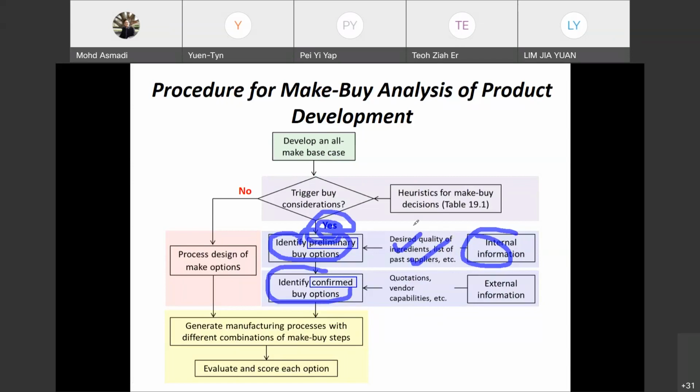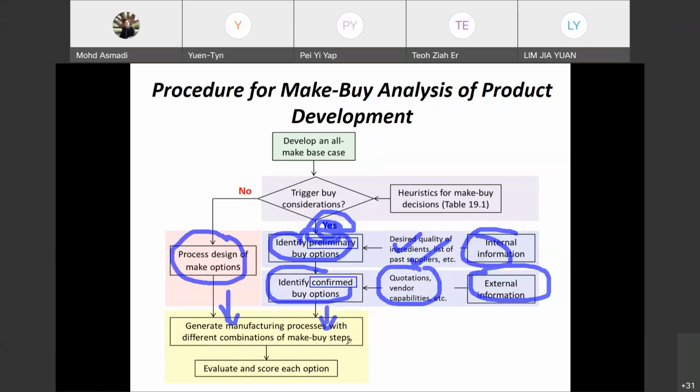At this stage we collect from the various departments of the company, and then the quotation and vendor capability. This is the external information. At the same time you do the make option process design, and then you analyze both, generating manufacturing processes with different combinations of make-buy steps. This one is a decision by the top management when we do the comparisons.